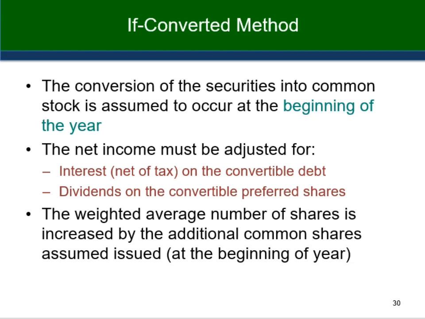We also deduct in the numerator of the earnings per share calculation the dividends on preferred shares. So if those preferred shares are converted into common shares, those dividends are no longer an entitlement of the preferred shares, and so they wouldn't have to be deducted in calculating the income available to common shareholders. So the weighted average number of shares would be increased by the additional common shares issued at the beginning of the year.